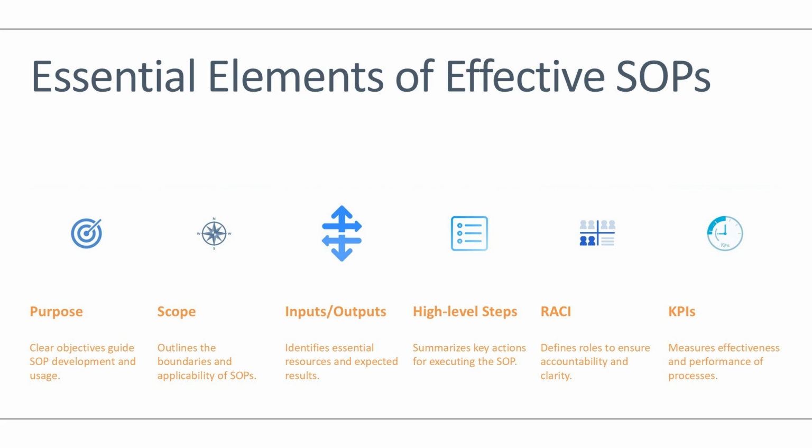The sixth element is KPIs and compliance. What will we measure? For example, submission cycle time or percentage of submissions approved in first cycle, zero overdue submissions. That's it. Your SOP is ready. Maximum 4 pages and people will read it.